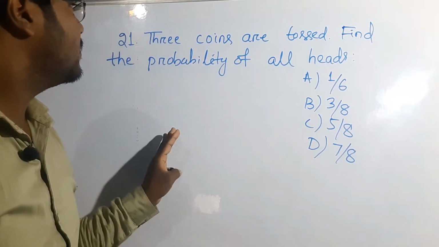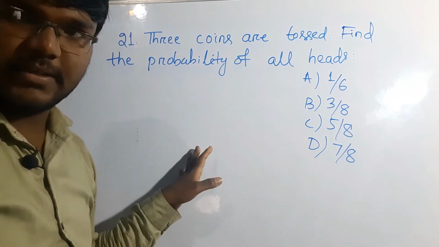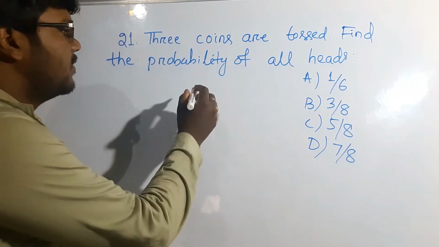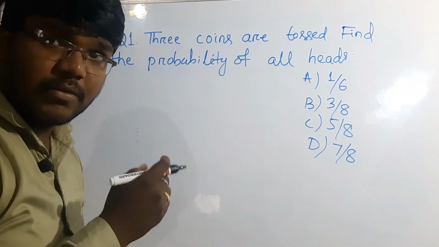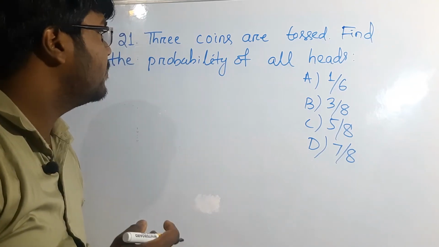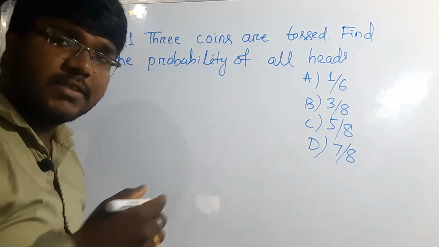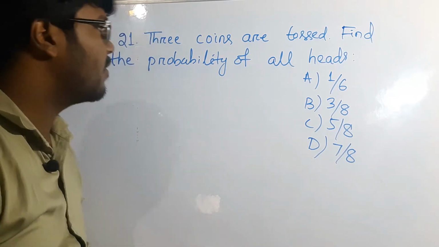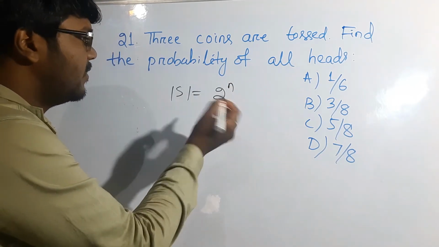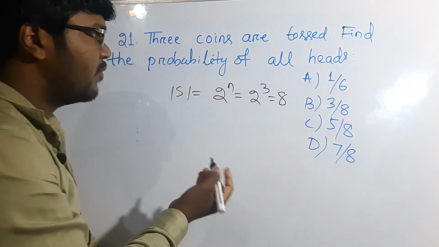The next question is the tossing of 3 coins. Find the probability of all heads. So it is an easy question. When we roll the dice, the sample space is 6 raised to the power n. When we toss the coin, its sample space will become 2 raised to the power n. So here 3 coins are tossed, so 2 raised to the power 3, that is 8. So its sample space becomes 8.